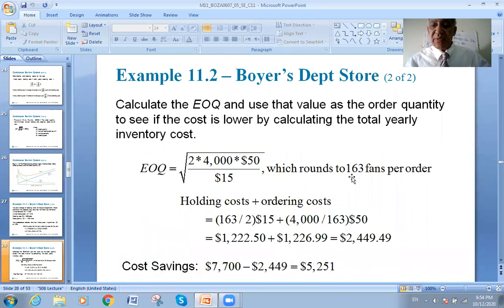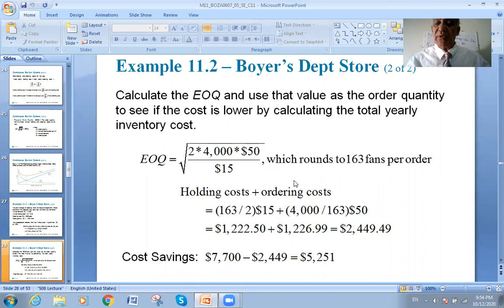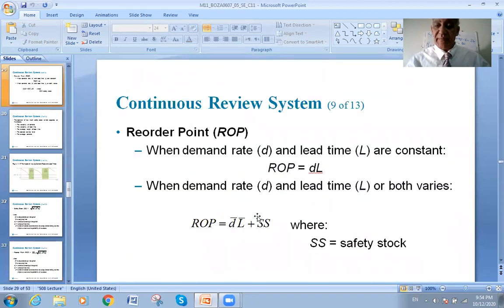Okay, this will give me about 163, so I will round it to 163. That's why I will stop at 163, as it is the optimal order quantity every time. It should be not more than 163 units. So this is what I will give you, the economic order quantity, and you calculate it for me. Okay.